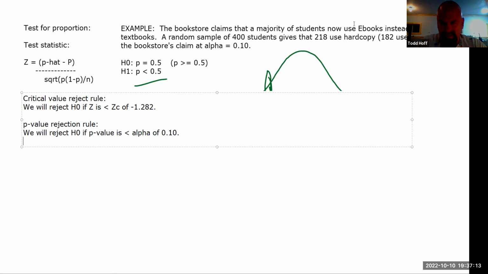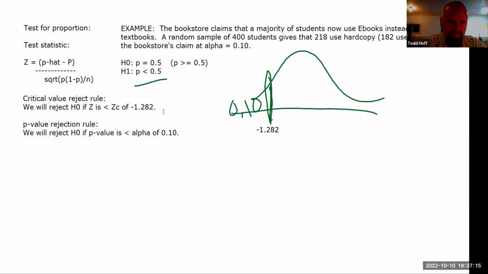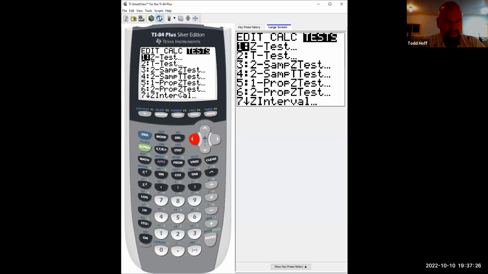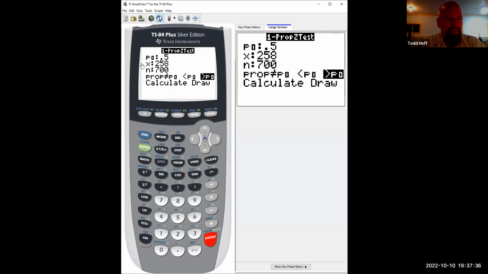So let's see what we get here. First of all, this is going to be a test for proportions, so we have to make sure we use the correct function on the calculator. So stat, over to tests again. We have to go down to a one proportion z-test right here. Our hypothesized value of the proportion is 0.5.